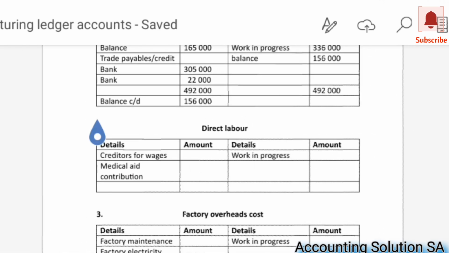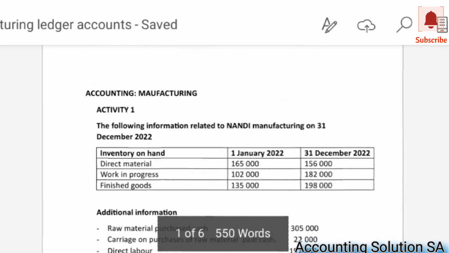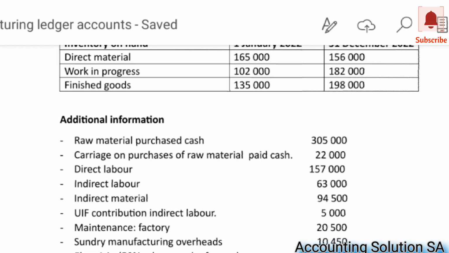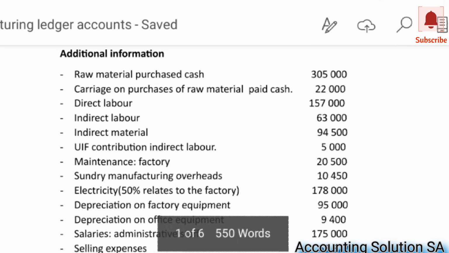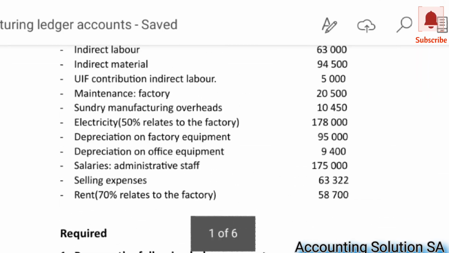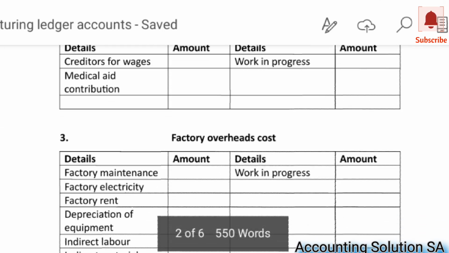Okay, then now let's proceed. The second account, we have to prepare direct labor. On that direct labor, guys, we have creditors for wages, medical aid contribution, and work in progress on the credit side. Very simple one, guys. Creditors for wages, you record whatever that direct labor has been paid. If there's any medical contribution, you also have to add. After that, we're going to get work in progress on the credit side. Let's check. Do we have direct labor under the information? Yes, we have it, direct labor, which is 157,000. What about UIF? The UIF that I see here is for indirect labor, which means that it won't form part of direct labor. Which means that we are going to record the amount of 157,000 under creditors for wages.